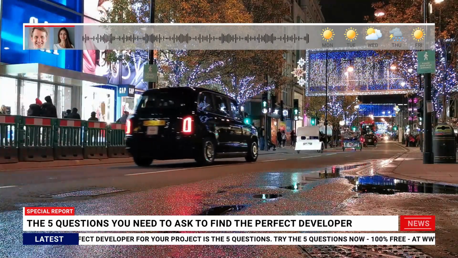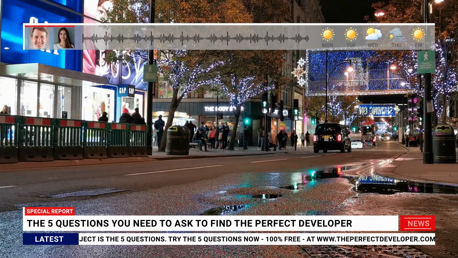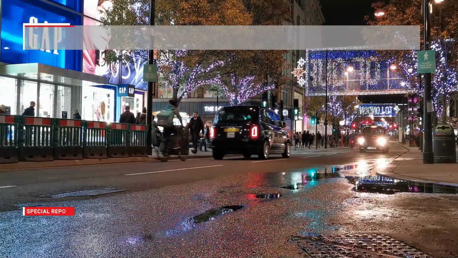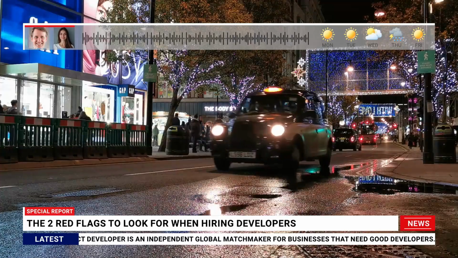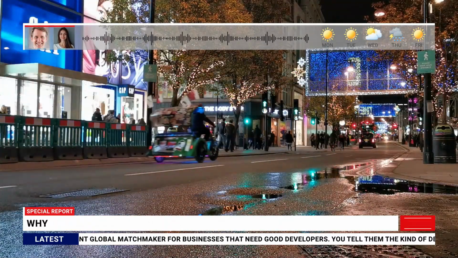Here's one that I like. Ask them to explain the difference between stack and heap memory. It seems basic, but you'd be surprised how many developers struggle with it. Stack versus heap. To be honest, I'm a little fuzzy on that myself. Could you give us a quick explanation for our listeners who might be in the same boat?